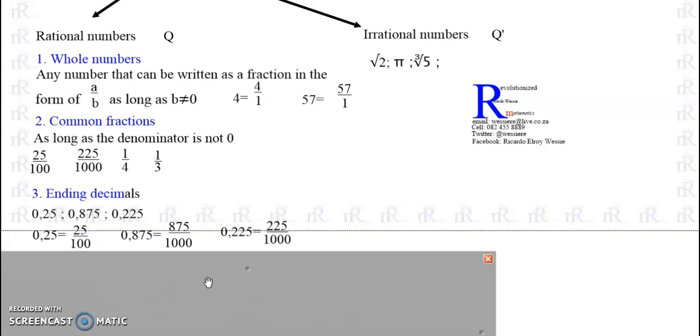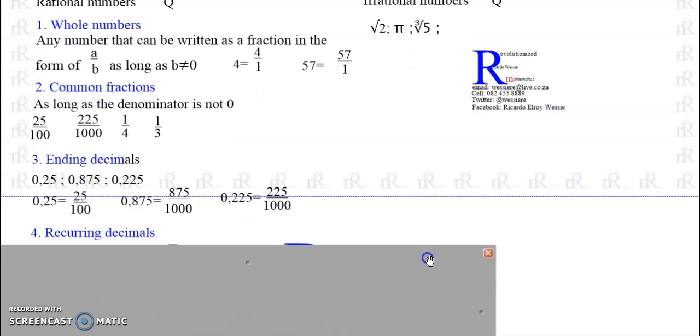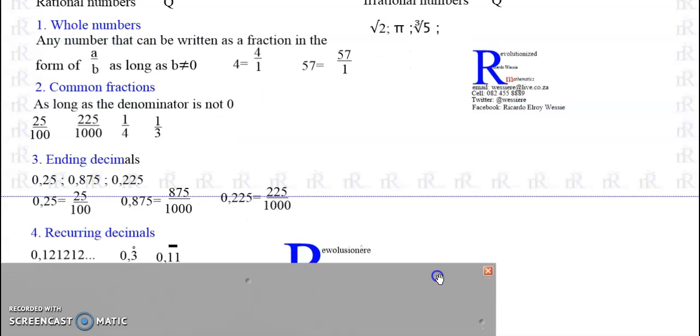Then we have 0,225, which will be written as 225 over 1,000. These are ending decimals, and here you can see they can be written as a fraction, and the denominator was not 0. Then we also have a fourth type, and that is recurring decimals. For example, 0,1212 recurring, or 0,3 recurring, meaning 0,3333333, and I think that one is very familiar already. You know that that is a third.